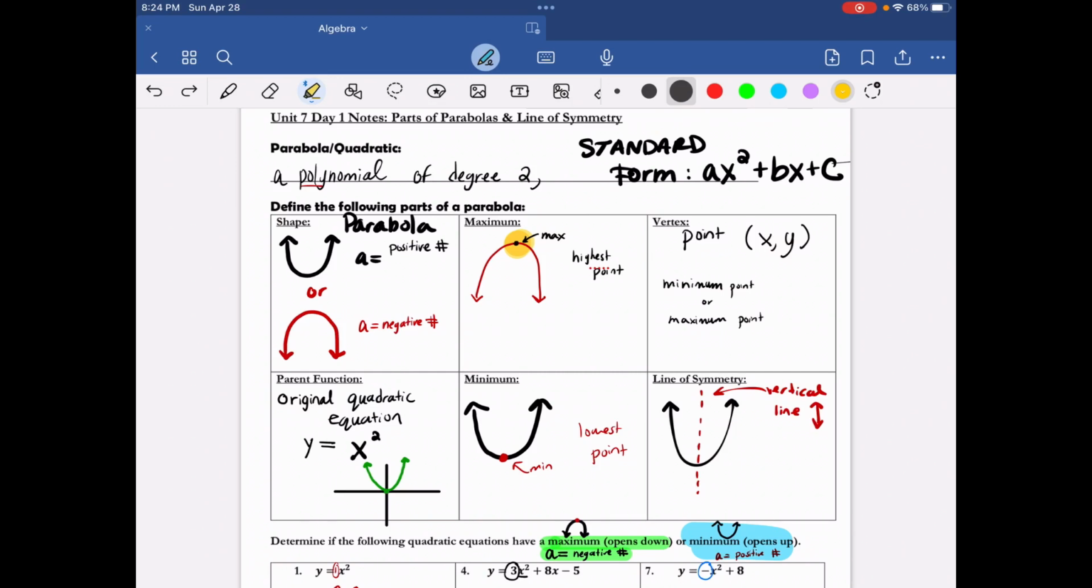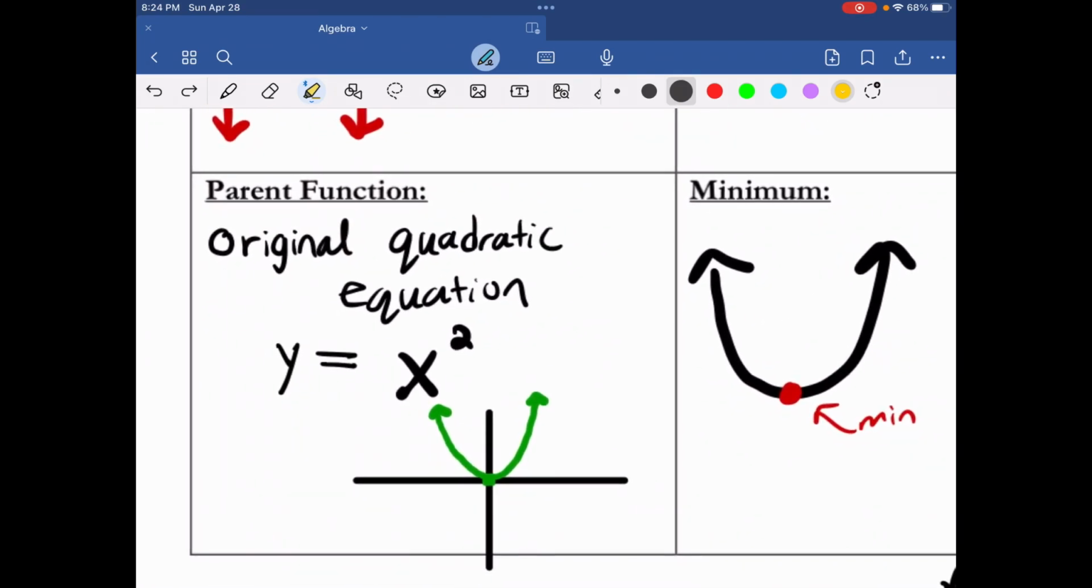And then parent function, so that's the last one. Parent function is like your parent, right, where you come from. So it is the original equation, and it just means it has x squared. That's a quadratic. It doesn't have extra numbers, nothing else. And if you draw it, it's going to be right at the middle at 0, 0, and then it's just going to be a U.